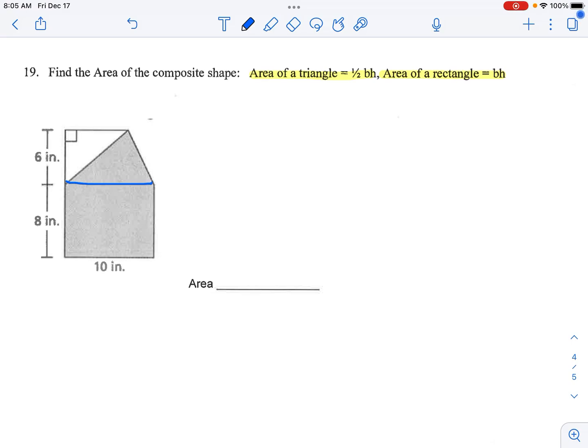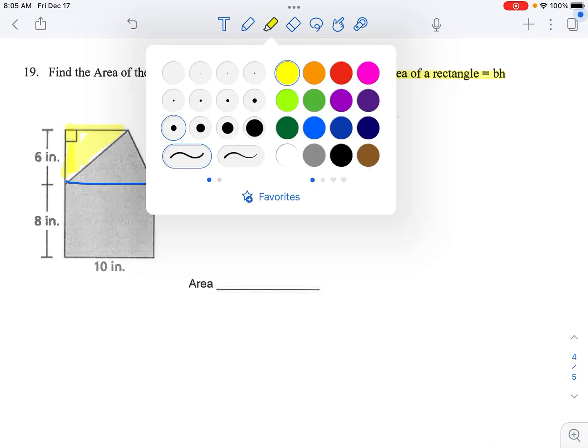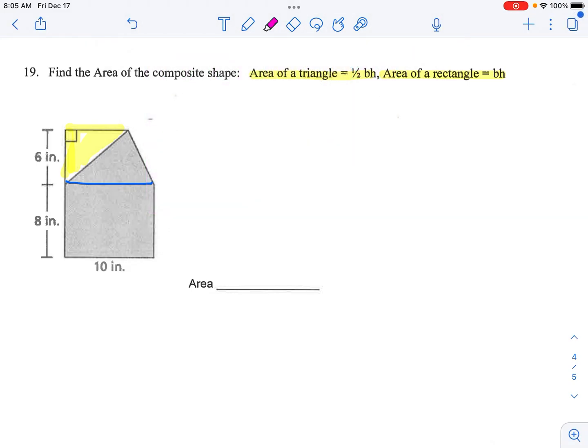Now, I know in class some of you were getting confused by this space over here. This is not part of the composite shape. That is not part of the shape. We're only looking at the shaded part. So the whole composite shape that we're trying to find is what I'm outlining in pink.